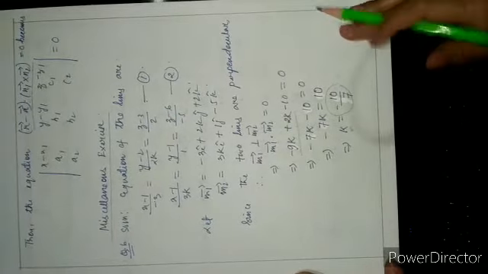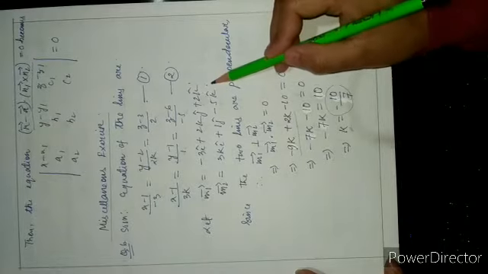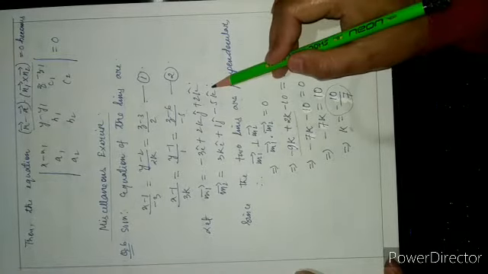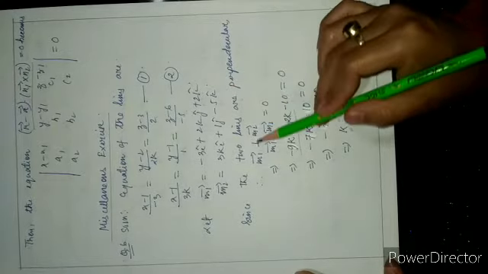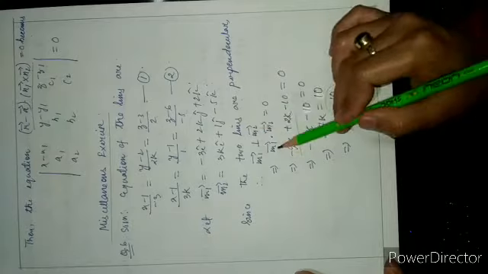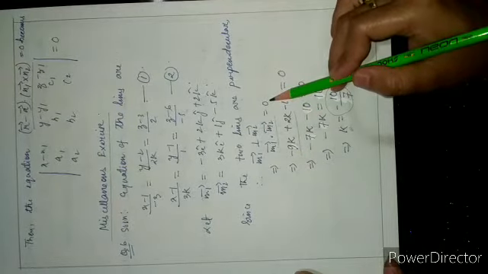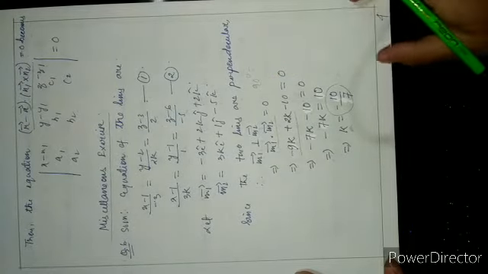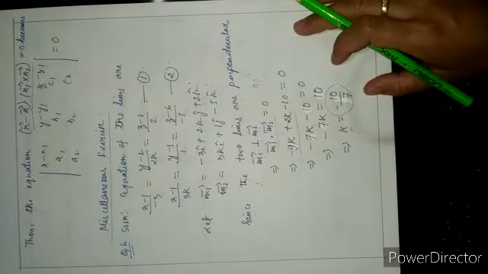Line 1 is parallel to a vector, line L2 is parallel to a vector, and if the two lines are perpendicular, which implies that m1 will be perpendicular to m2. Since the vectors are perpendicular, the scalar product is 0, and theta is 90, and cos 90 degree is 0. Next question.